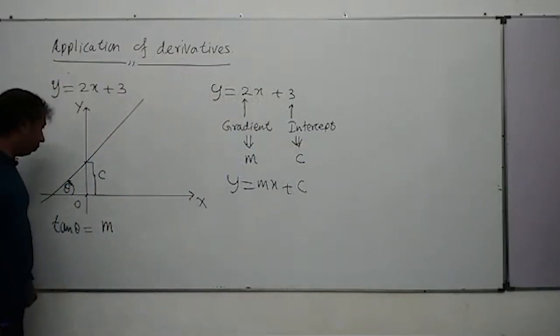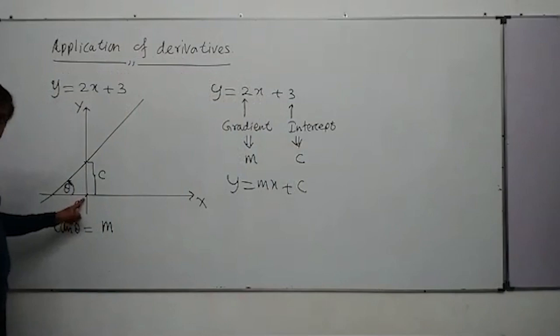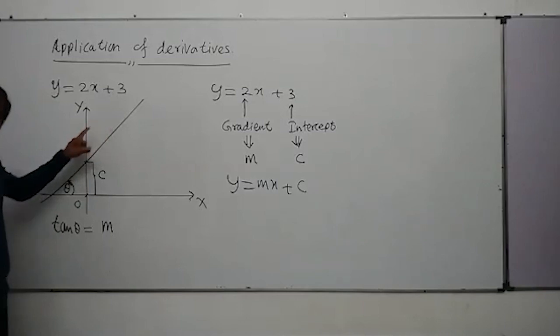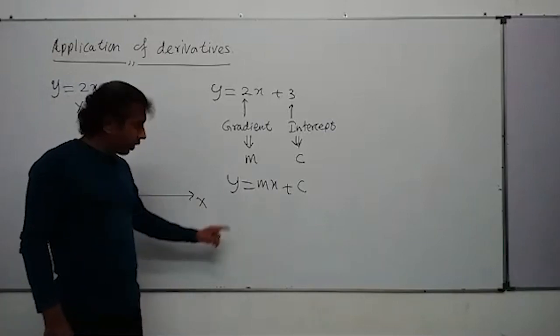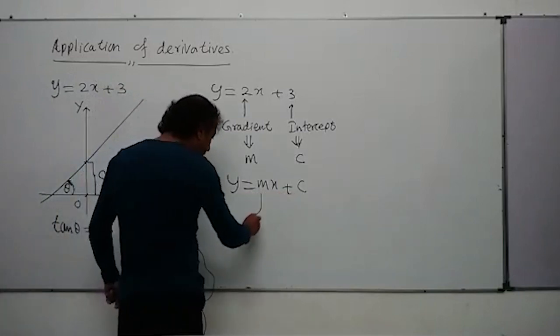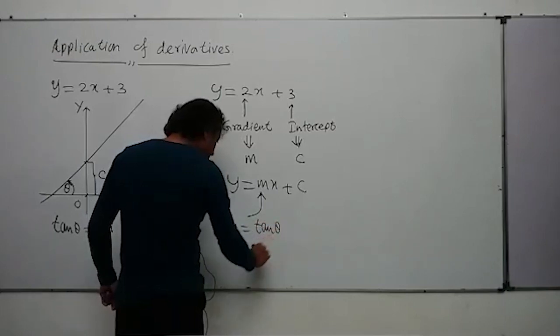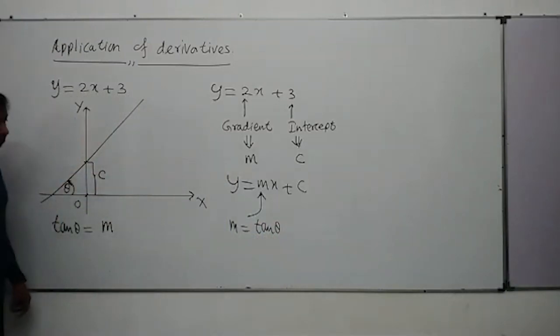Right. Now the intercept is defined as the distance from the origin to the point where the line cuts the y-axis. This one is the intercept. So that's the meaning of the gradient and intercept of a straight line. The standard equation of the straight line is y equals mx plus c. This m is tan theta, where theta is the angle the line makes with the positive x-axis in the anticlockwise sense.